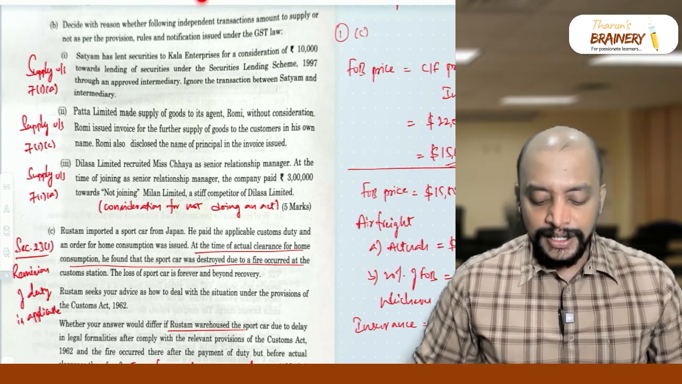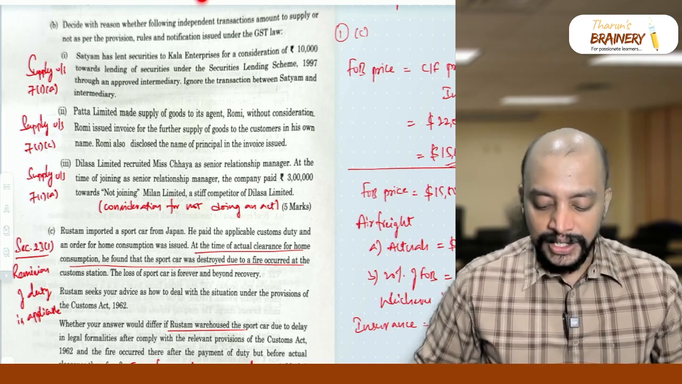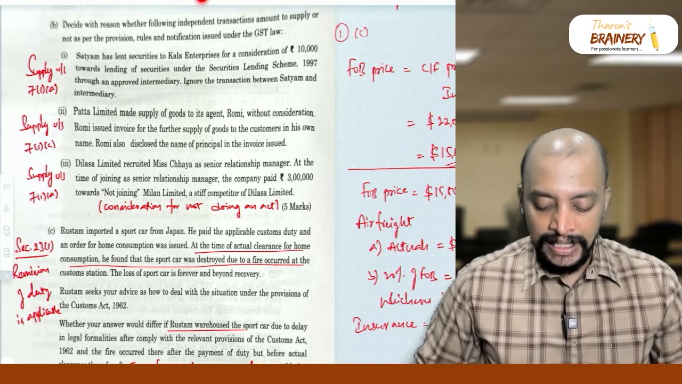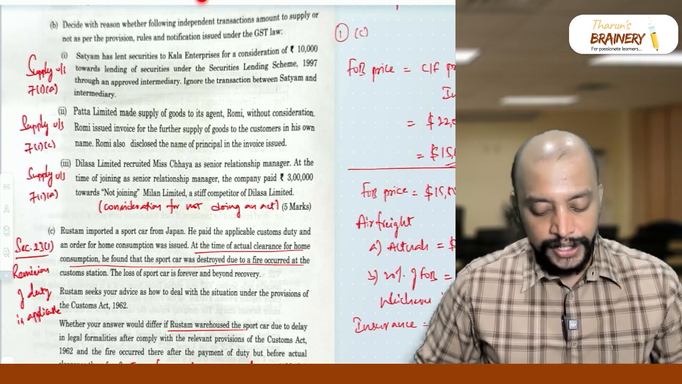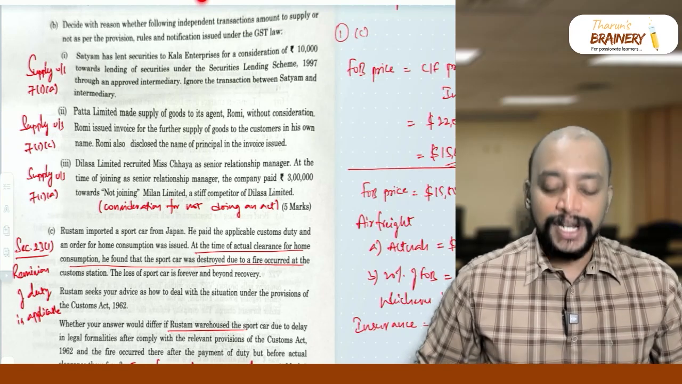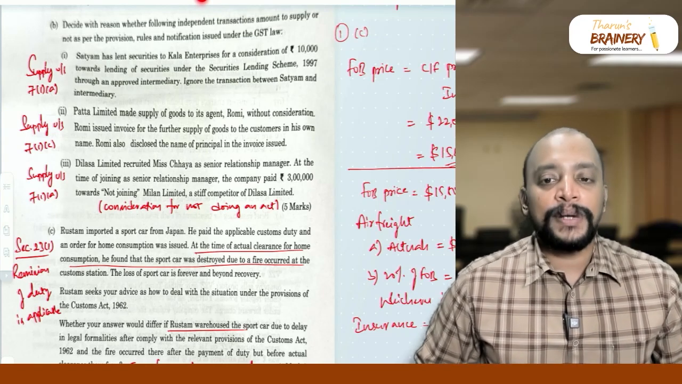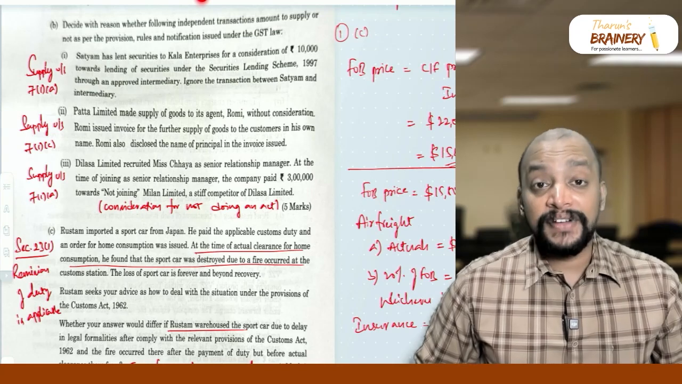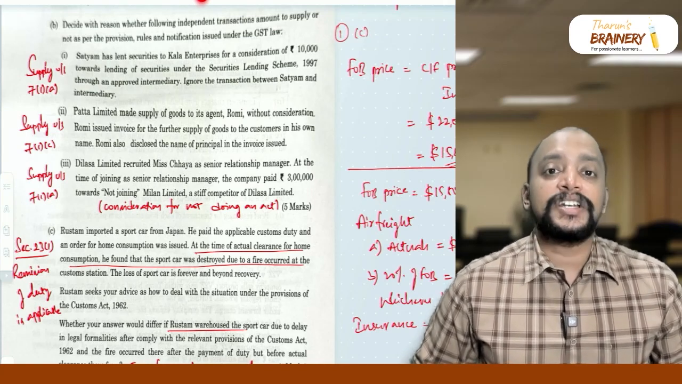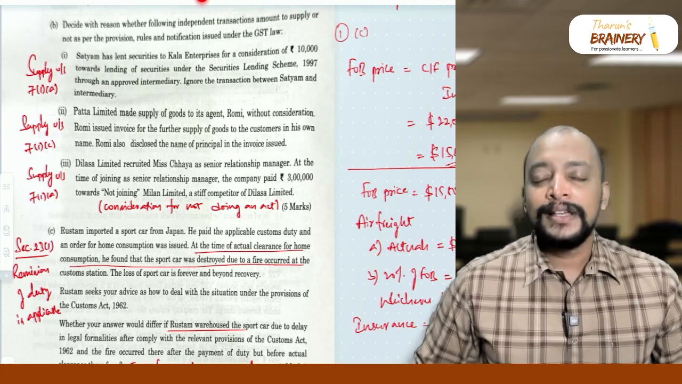Then Dilasa Limited recruited Miss Chaya as senior relationship manager. At the time of joining as senior relationship manager, the company paid 3 lakhs towards not joining Milan Limited, a stiff competitor of Dilasa Limited. So now in this case, is it supply or not a supply? It is supply under section 7(1)(a), because consideration for not doing an act. Not doing an act, that is forbearance, is also coming under supply.